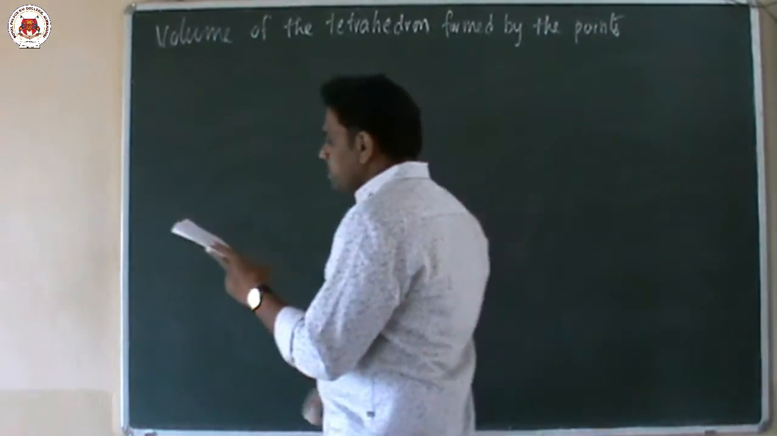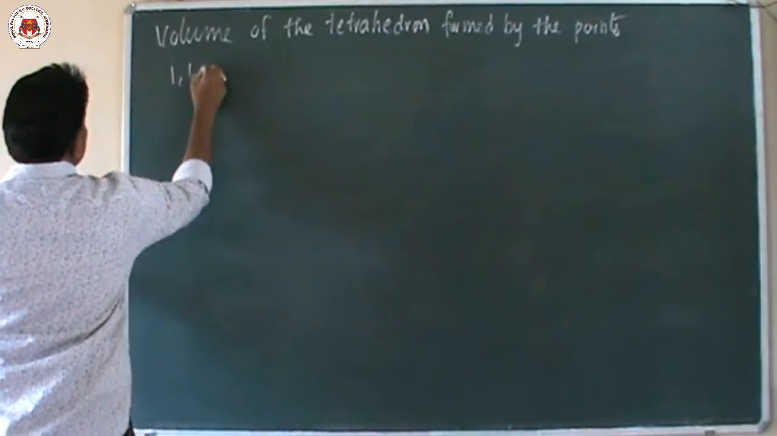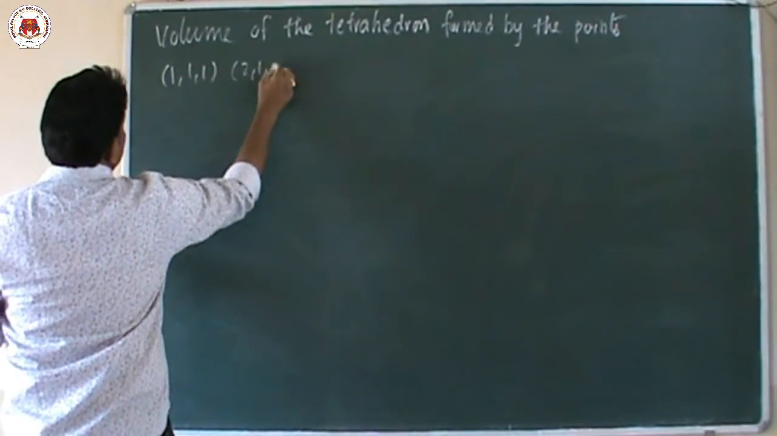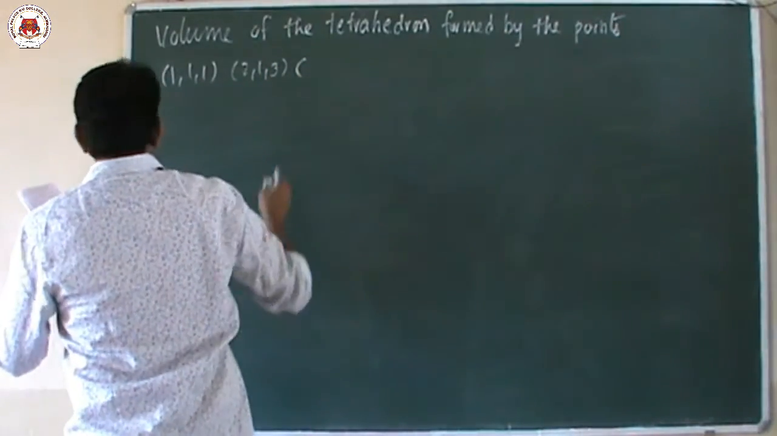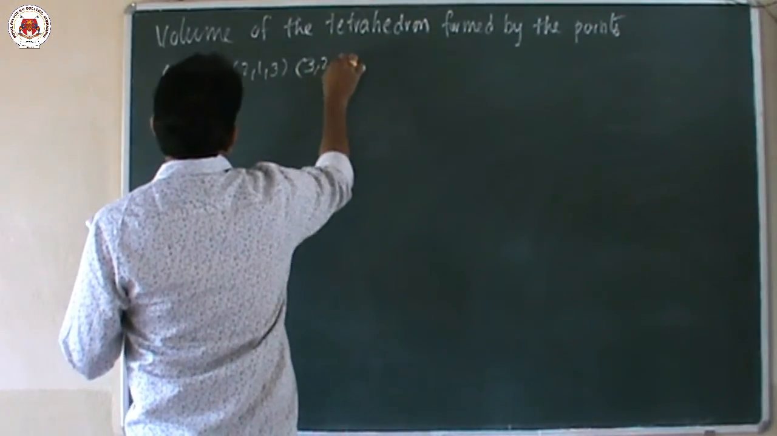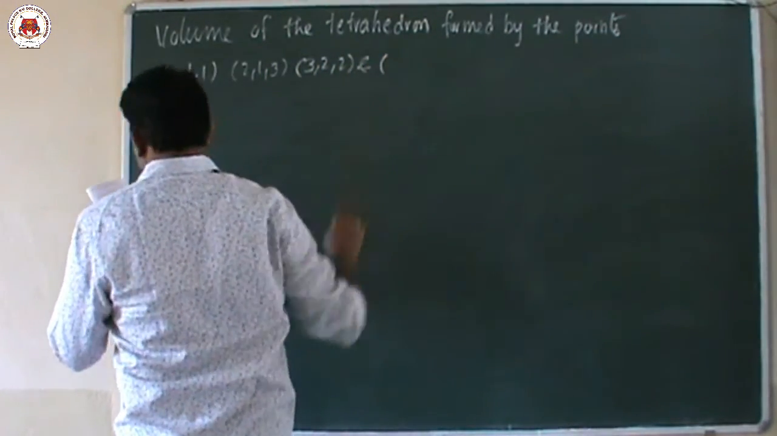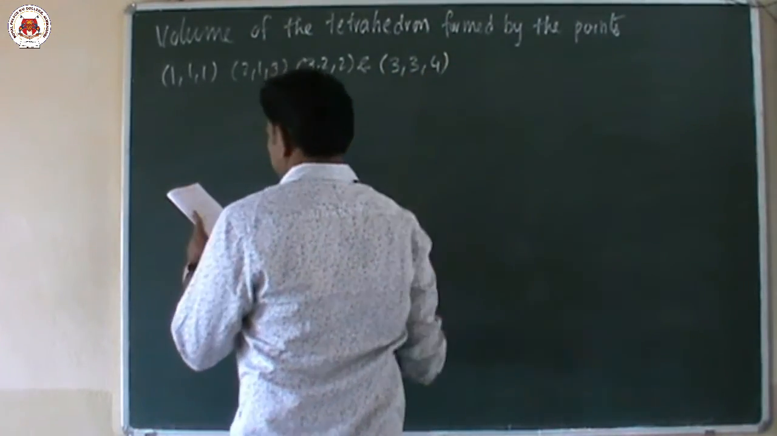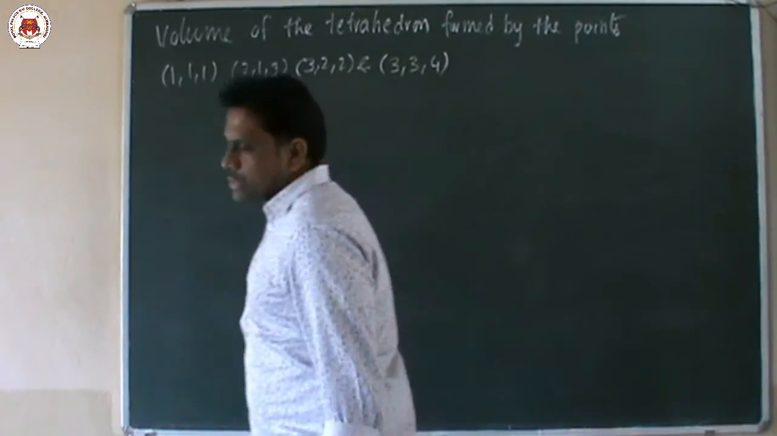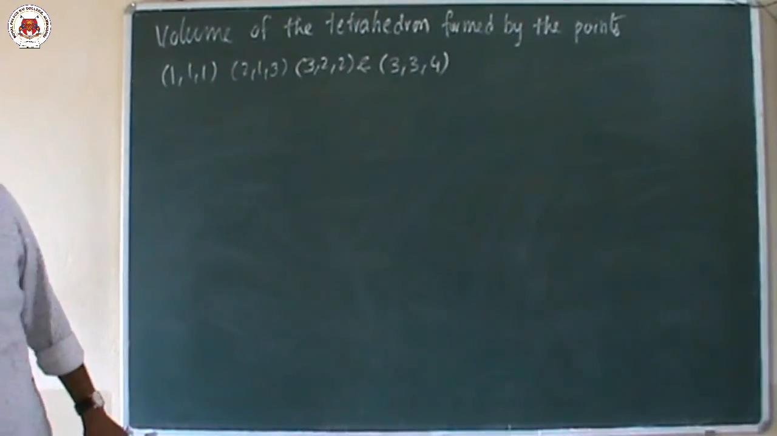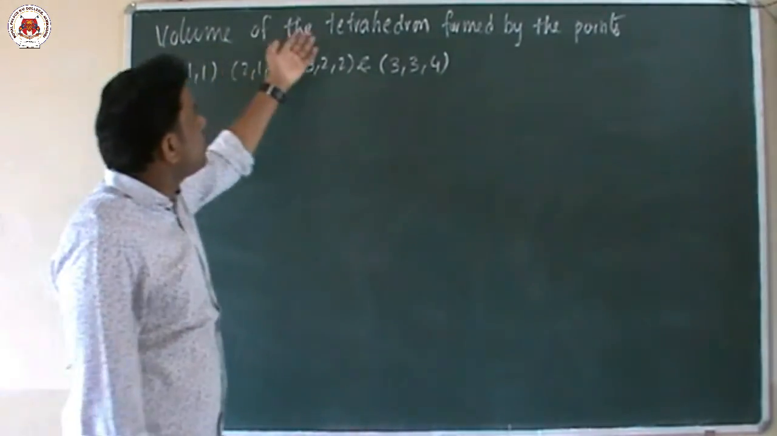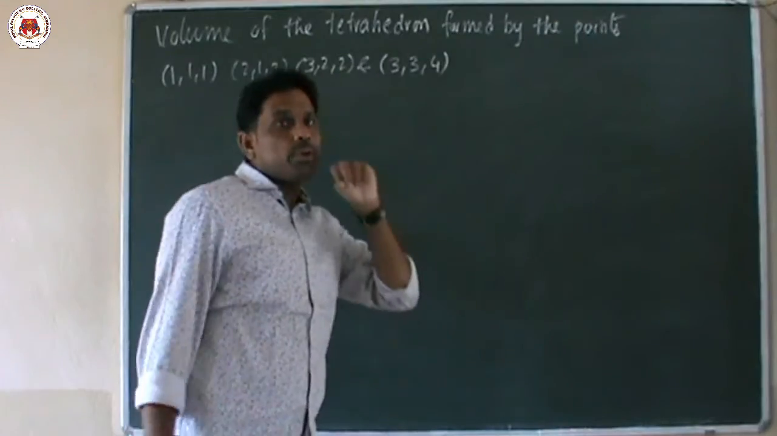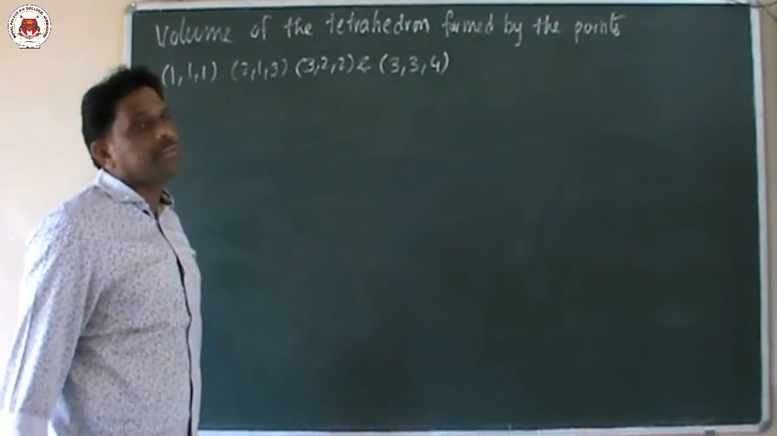What are the points? 1, 1, 2; 1, 3, 3; 2, 2, 3; and 3, 3, 4. This is the question. So the question is asking to find the volume of a tetrahedron formed by the points. He gave 4 points and is asking for the volume of a tetrahedron.